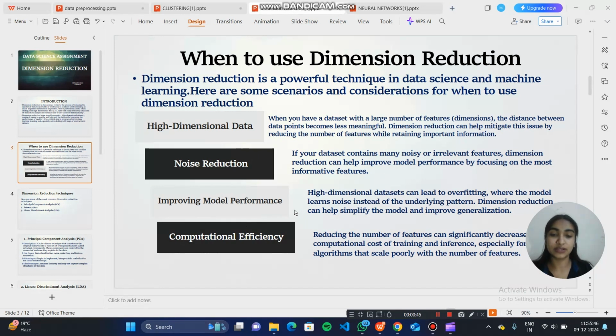Improving model performance. High dimensional datasets can lead to overfitting, where the model learns noise instead of the underlying pattern. Dimension reduction can help simplify the model and improve generalization. Computational efficiency. Reducing the number of features can significantly decrease the computational cost of training and inference, especially for algorithms that scale poorly with the number of features.